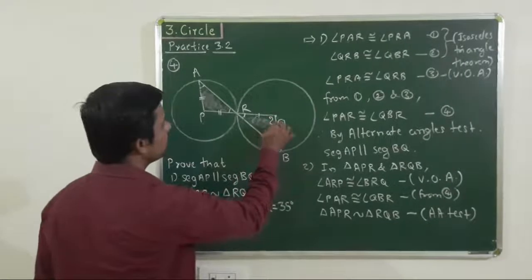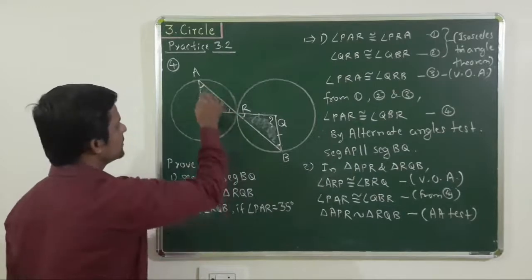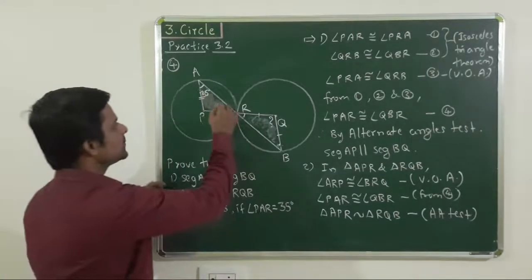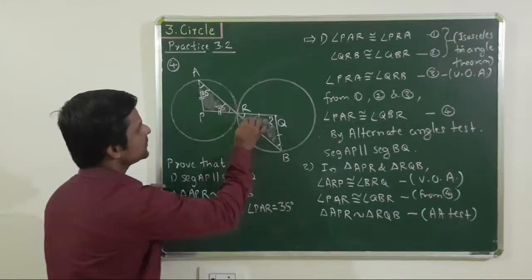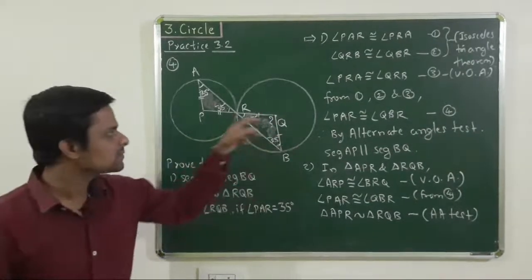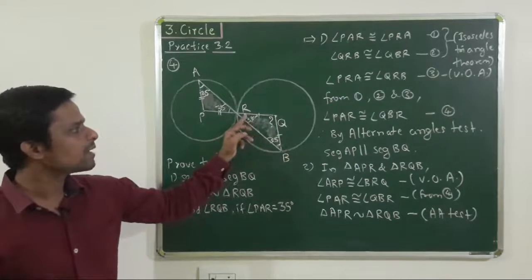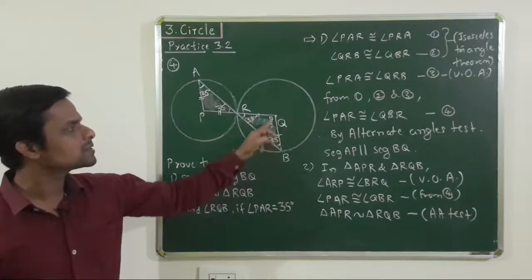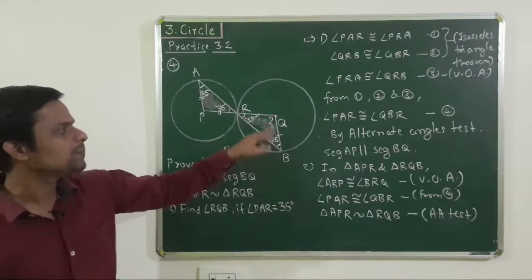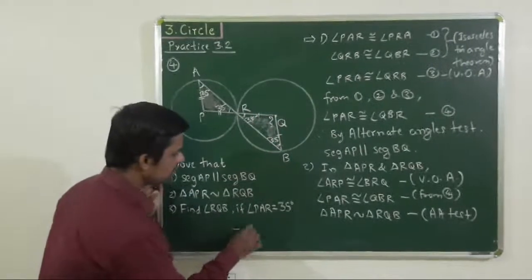Find angle RQB, this angle you have to find, if angle PAR is given as 35 degrees. Now observe, this angle is given as 35, therefore this one will be 35, this one will be 35 and this one is also 35. Now in this triangle, the sum of measures of all three angles is 180 degrees. Therefore angle QRB plus QBR plus RQB is 180. Therefore 35 plus 35 plus RQB is 180. Therefore 70 plus RQB is 180. Therefore RQB is equal to 180 minus 70, that is 110 degrees.